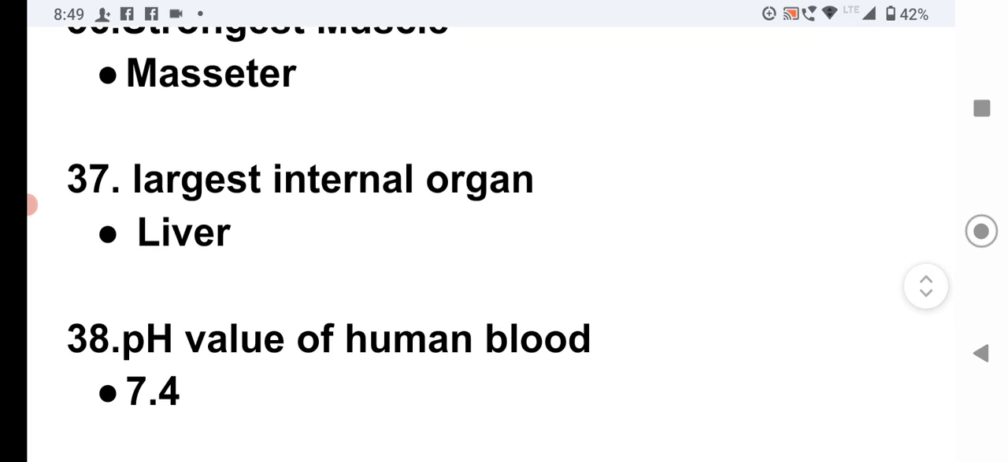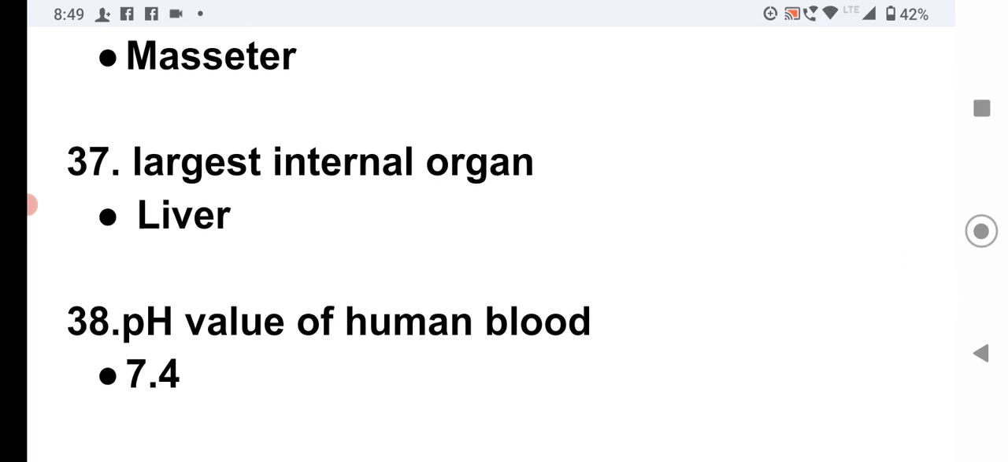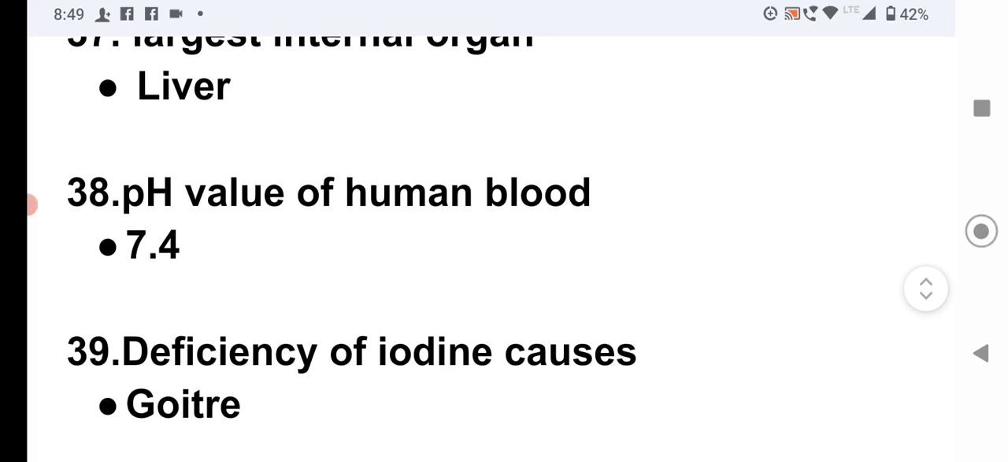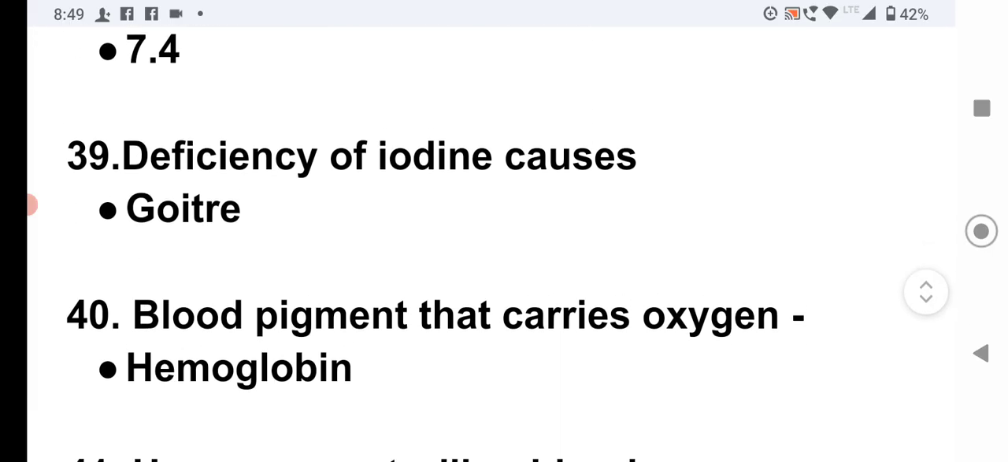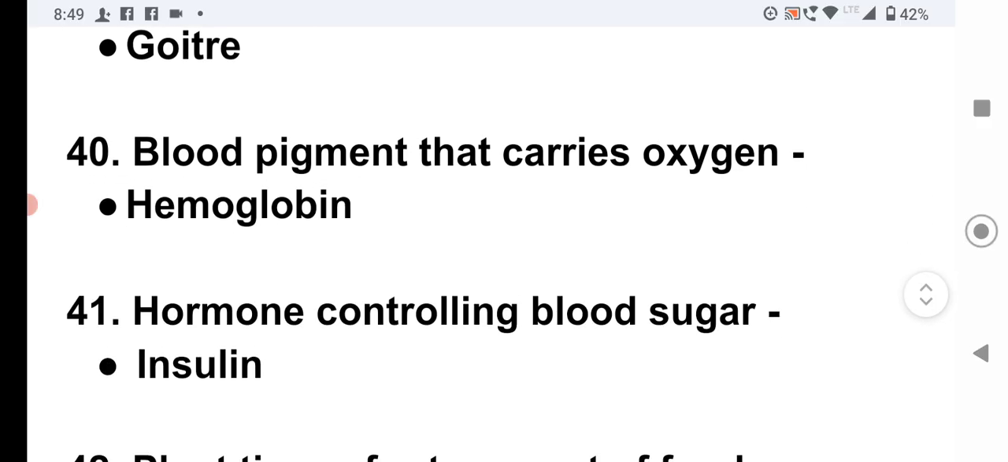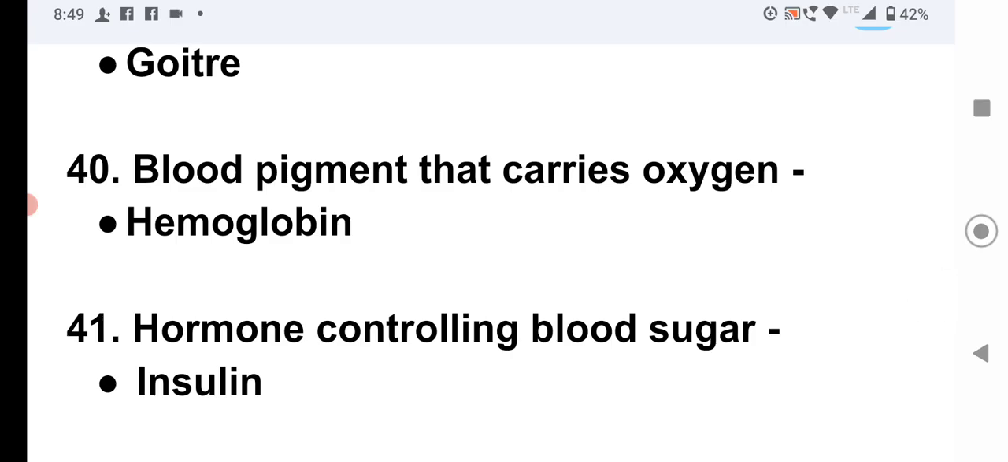Question number 38: pH value of the human blood is 7.4. Question number 39: deficiency of iodine causes goiter. Question number 40: blood pigment that carries oxygen is hemoglobin. Question number 41: hormone controls blood sugar. Insulin is the hormone controlling blood sugar.